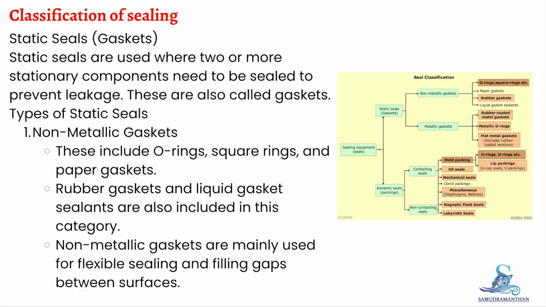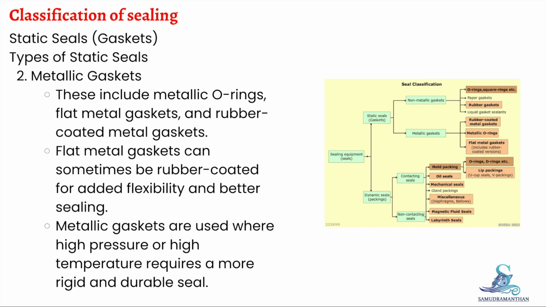Sealing can be classified into two main types: static and dynamic seals. Static seals are used where two or more stationary components need to be sealed. They are also called gaskets. Non-metallic gaskets include O-rings, square rings, paper gaskets, rubber gaskets, and liquid sealant types. They are mainly used for flexible sealing and filling gaps between surfaces. Metallic gaskets include metallic O-rings, flat metal gaskets, and rubber-coated metal gaskets. These are used where high pressure or temperature requires a rigid and durable seal.